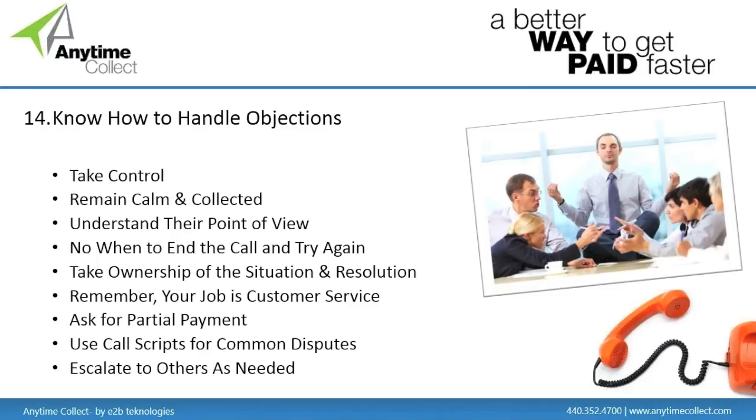Ask for partial payments. Use call scripts. There are certain types of disputes you don't deal with all the time. Might be a freight issue. If you don't handle those things, you need some sort of a guide on what you need to do. And sometimes it might be a personality thing. If I can't handle the objection, or I just can't communicate with this person, maybe it's time for me to escalate it to somebody else.